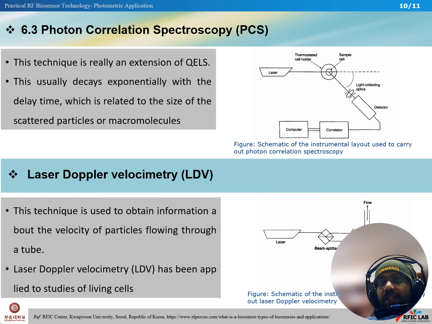And the last one is laser Doppler velocimetry. This technique is used to obtain information about the velocity of particles flowing through a tube. Laser Doppler velocimetry has been applied to study living cells.